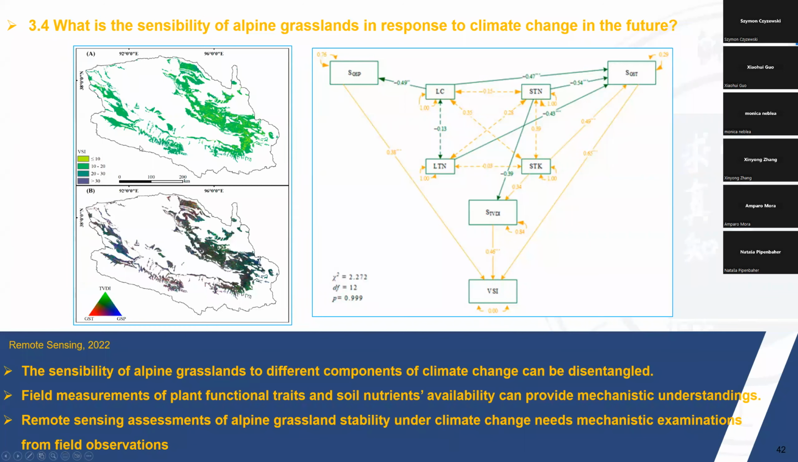So this map shows the vegetation sensibility index and their contributions, and the structural equation models show how foliar functional traits, like the carbon content and nitrogen content in leaves, and also the soil nutrients, affect the relative contribution of temperature, precipitation, and drought, and finally the vegetation sensibility index. This finding was published in Remote Sensing last year.